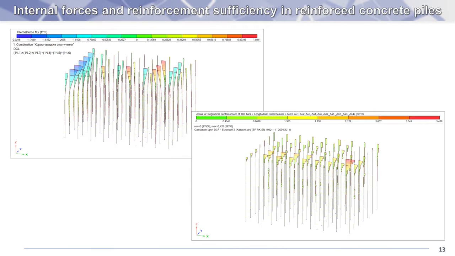If the modeled piles consist of bars, you will be able to calculate the internal forces in these bars and the bearing capacity of reinforced concrete piles in the context of their reinforcement adequacy. So you will be able to select the necessary reinforcement and to check how effectively the existing reinforcement has been installed according to different forms of bearing capacity.